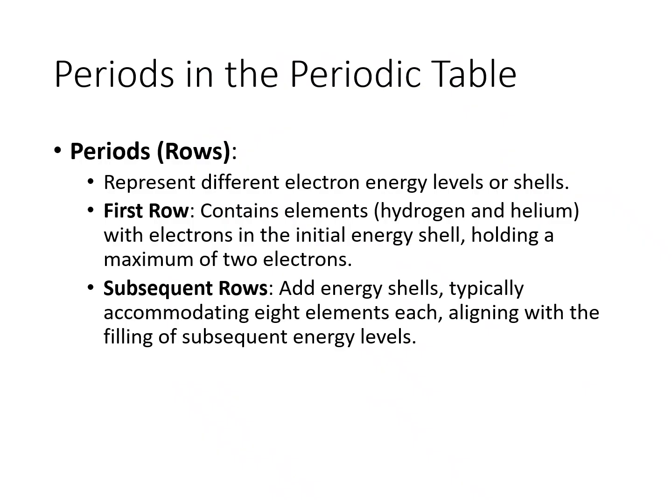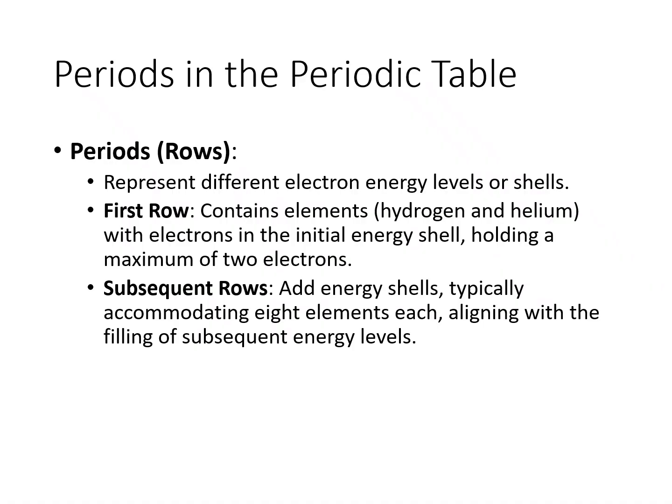Periods in the periodic table are the horizontal rows, and they represent different electron energy levels, or shells. The first row contains just 2 elements, hydrogen and helium, because their electrons only fill the very first shell, which holds a maximum of 2.